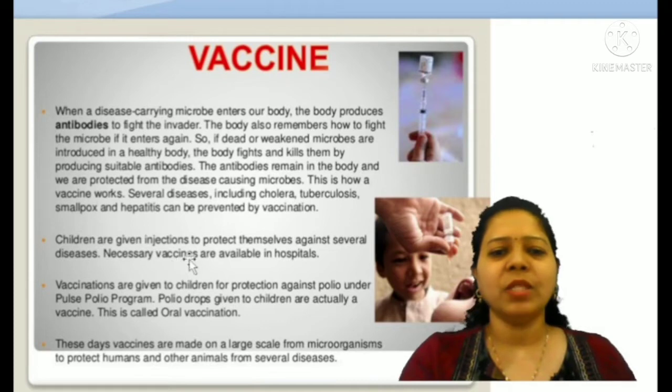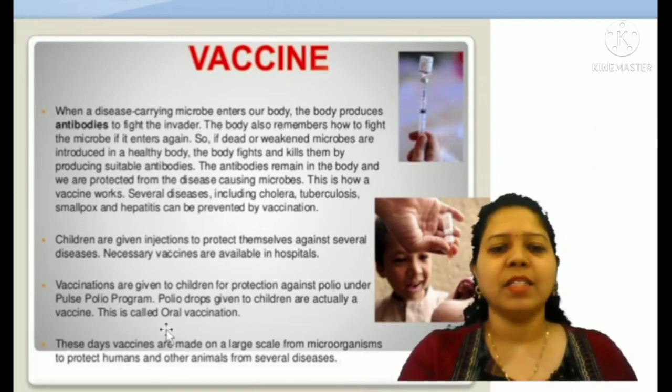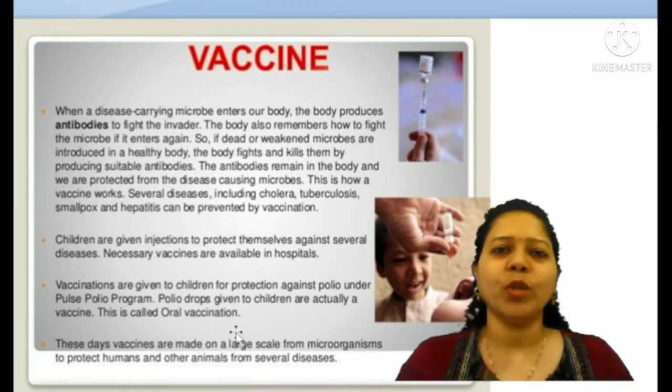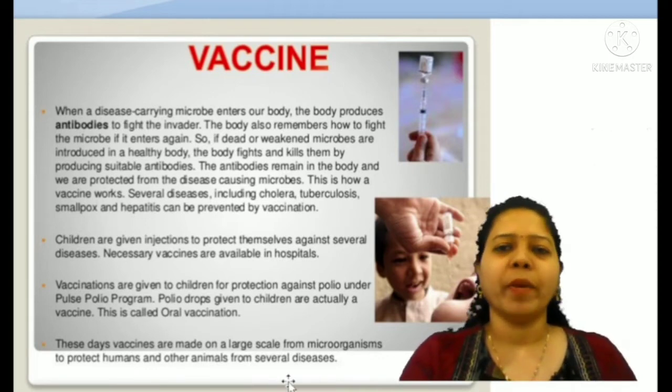Children are given injection to protect themselves against several diseases. Necessary vaccines are available in hospitals. Vaccinations are given to children for protection against polio under the pulse polio program. Polio drops given to children are actually a vaccine. This is called an oral vaccination. We know that the polio vaccine we are taking is an oral vaccine, which we take to prevent the polio disease. These days, vaccines are made on a large scale from microorganisms to protect humans and other animals from several diseases. For preparing these vaccines, we are using different types of microorganisms.